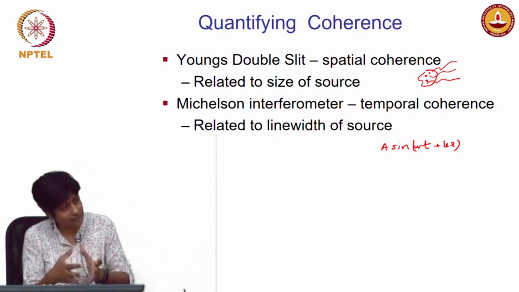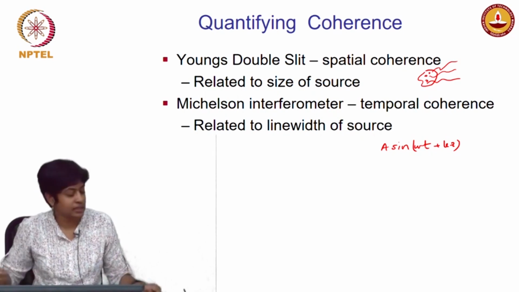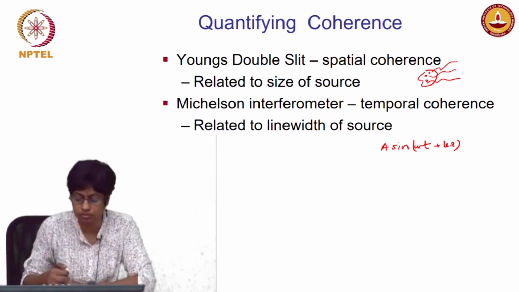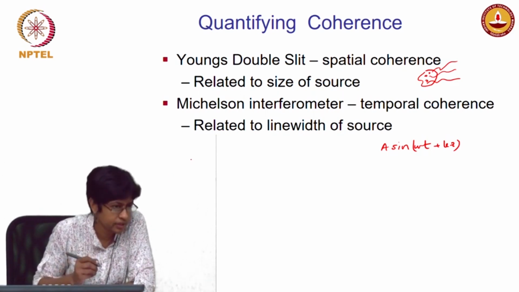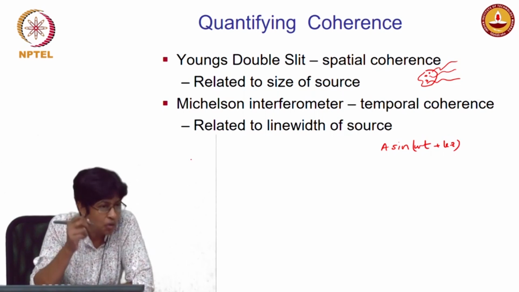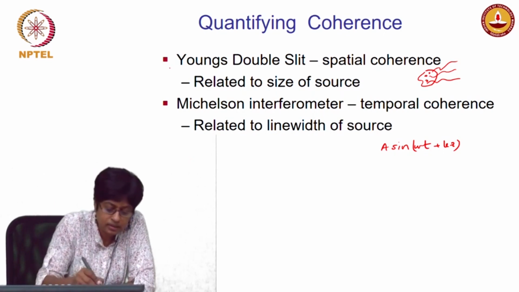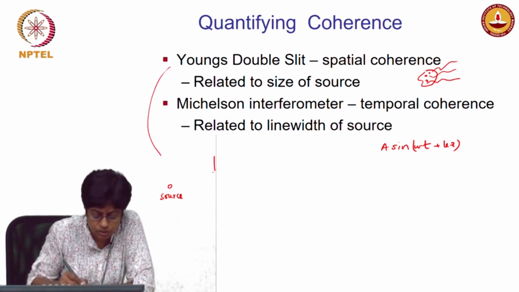So, how do we study the spatial coherence? Well, you might have done these experiments in school or lab, even a physics lab. We want to study spatial coherence. So, we want to study how well correlated is one point of the wavefront with another point on the wavefront. So, you can do a Young's double slit. So, you have your source and you have two slits.